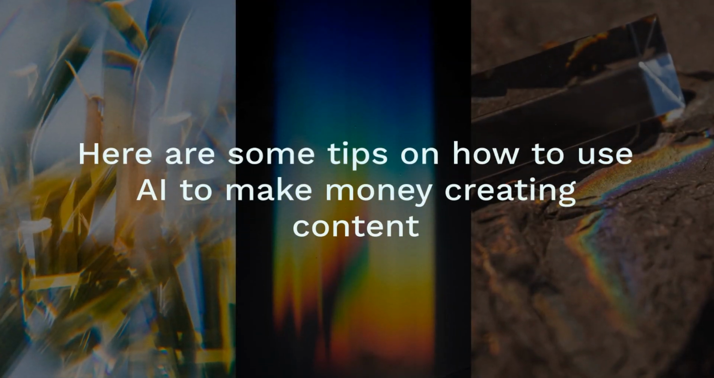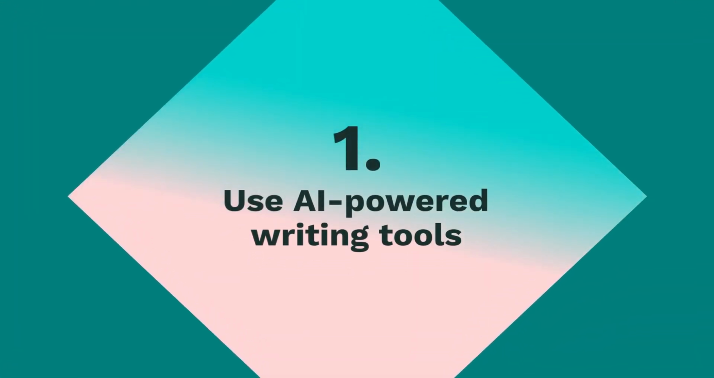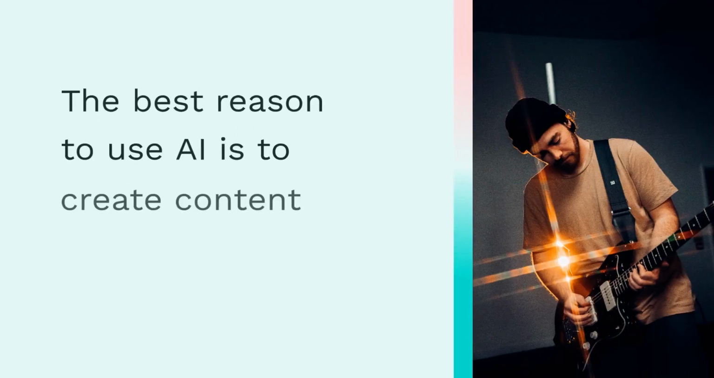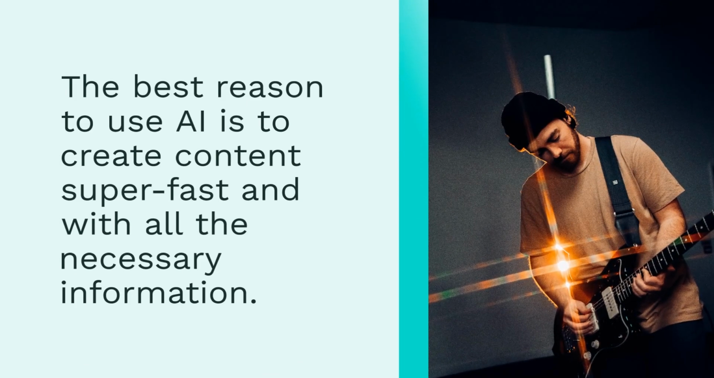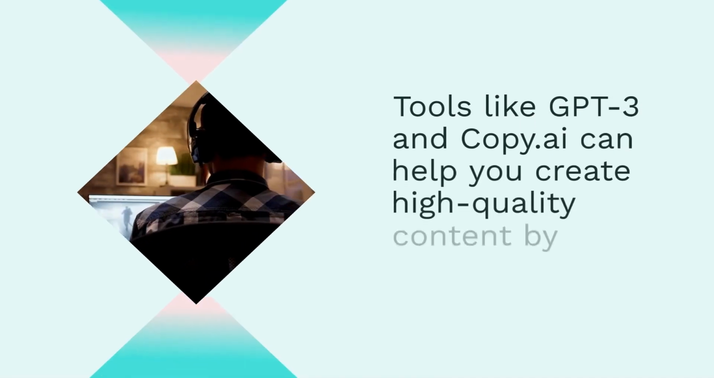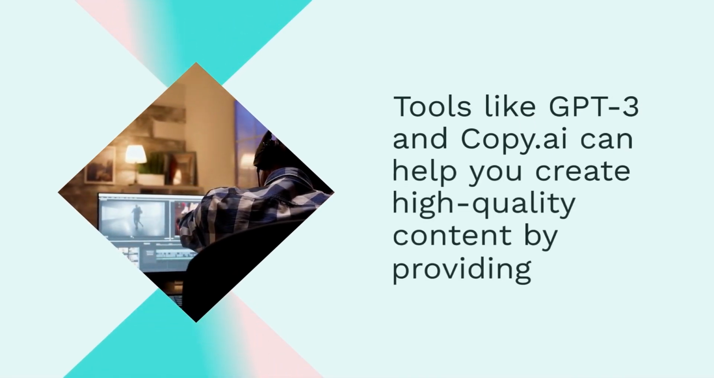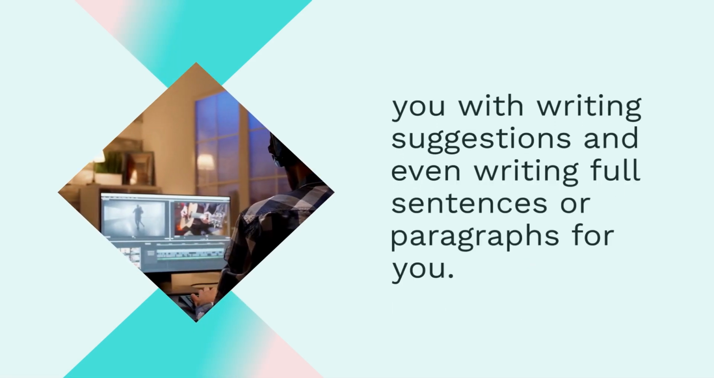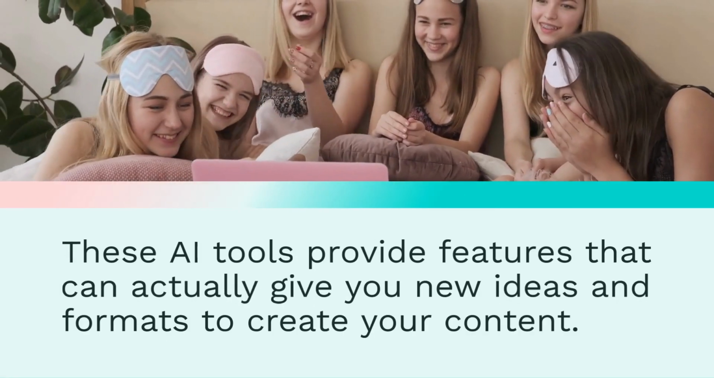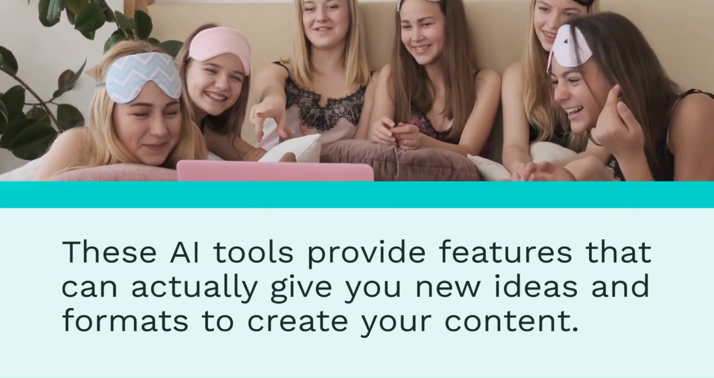Here are some tips on how to use AI to make money creating content. Use AI-powered writing tools. The best reason to use AI is to create content super fast and with all the necessary information. Tools like GPT-3 and Copy.ai can help you create high-quality content by providing you with writing suggestions and even writing full sentences or paragraphs for you. These AI tools provide features that can actually give you new ideas and formats to create your content.